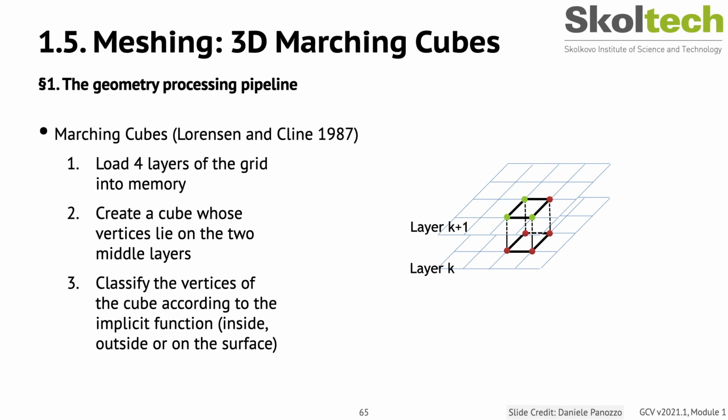In 3D, one would load 4 layers of the grid into memory and create a cube whose vertices lie on the 2 middle layers. We'll further classify the vertices of the cube according to the implicit function: inside, outside, or on the surface. It is interesting to note that each cell of the discrete distance field is processed separately, thereby allowing for trivial parallelization.